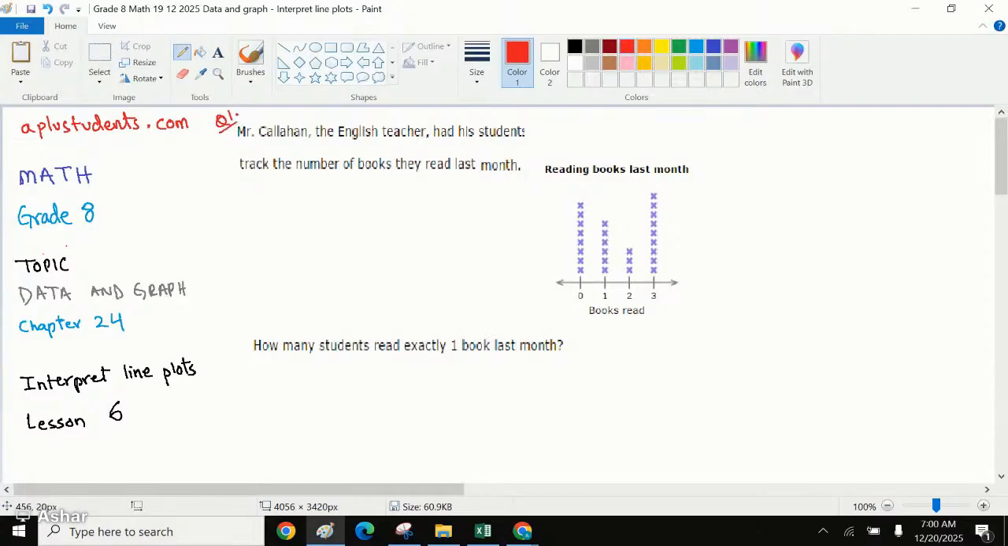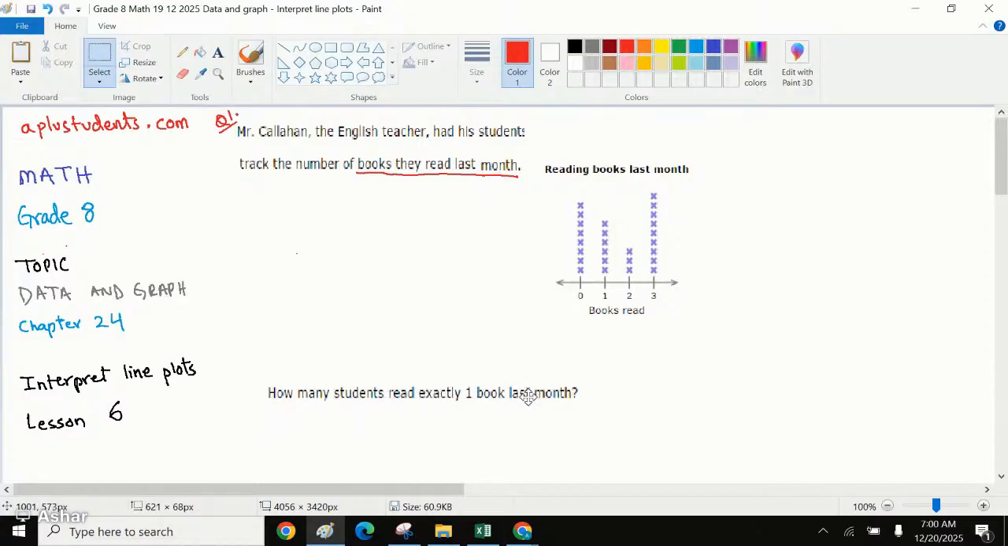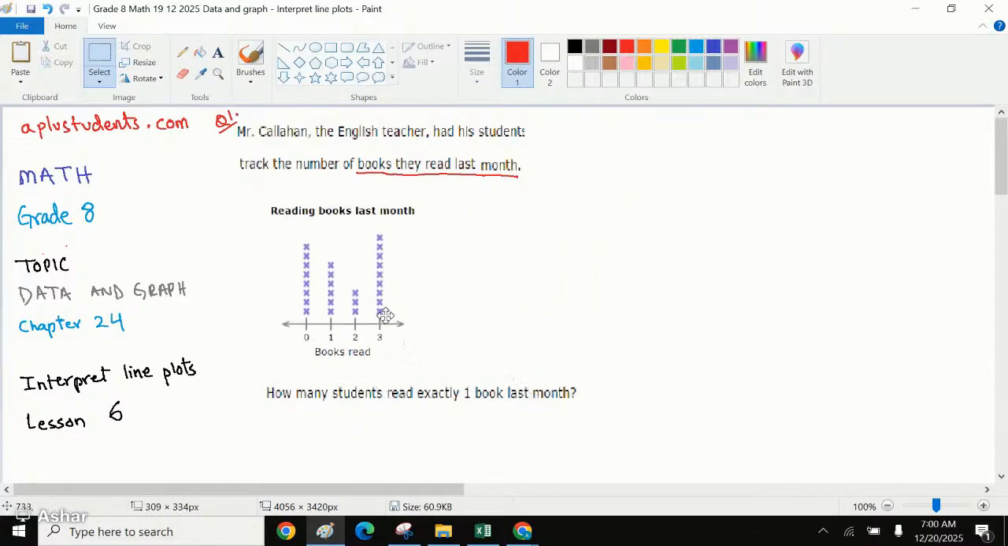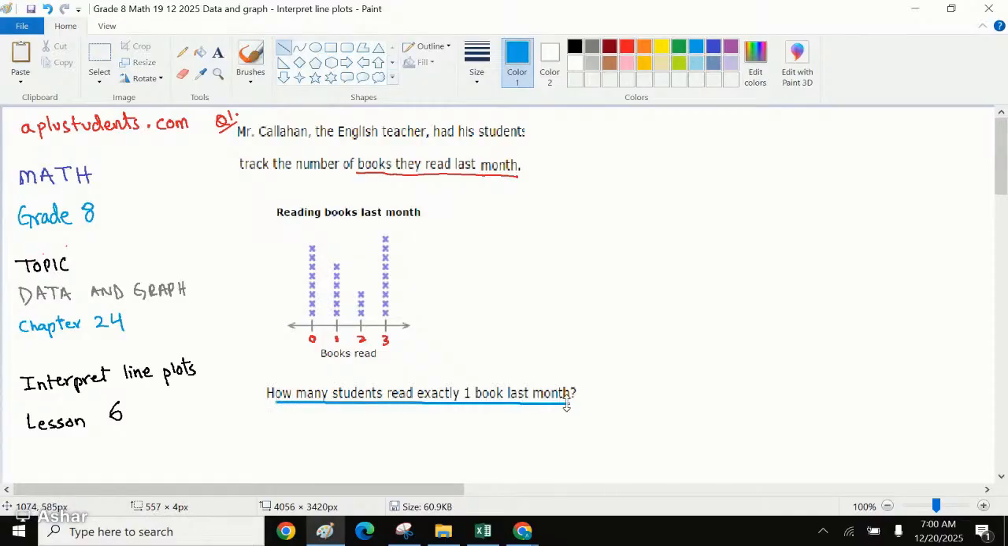Mr. Callahan, the English teacher, had his students track the number of books they read last month, right? So if we are looking at how many books they read last month, we need to study this graph for ourselves, okay? What happens over here is it's given as the number of books read. 0 books were read by these many students. One book was read by these many students. 2 were read by these many, and 3 so on, right? 0 books, 1 book, 2 books, and 3 books, right? So the question they're asking us is, how many students read exactly 1 book last month?